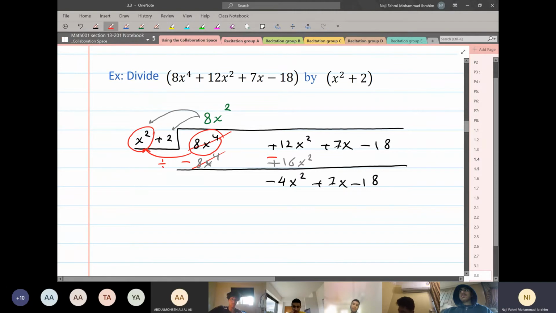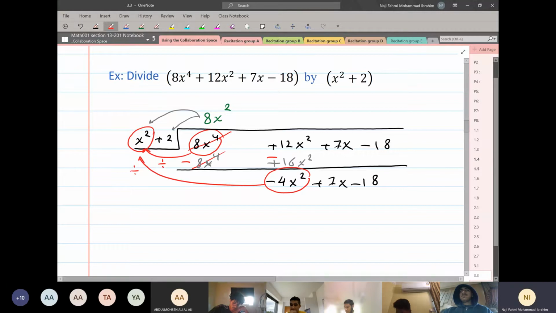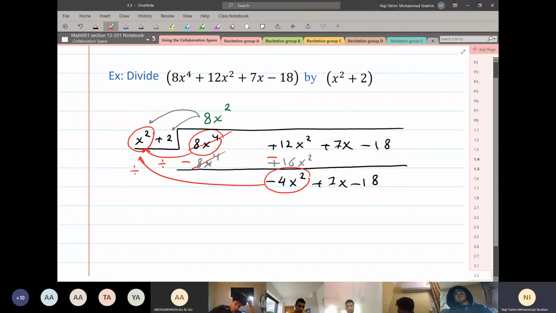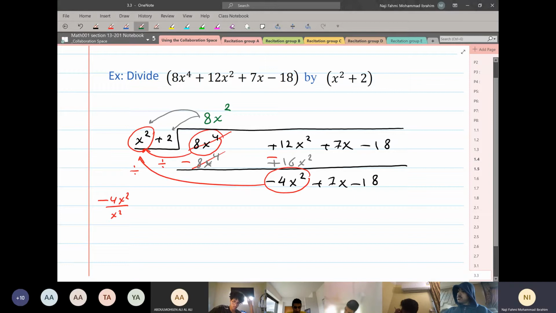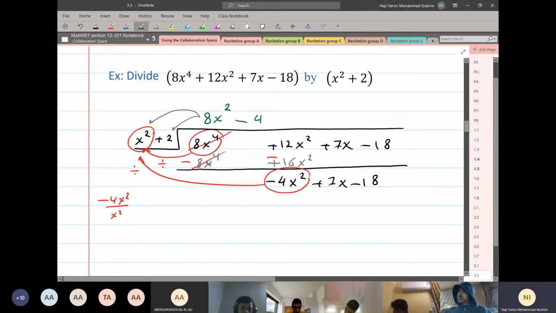Now the next step, Shabab, is to divide the leading by the leading. Hussam, give us the division. How much is negative 4x squared divided by x squared? Yes, minus 4. Okay, now we want Ali Hussein to multiply negative 4 by the divisor.